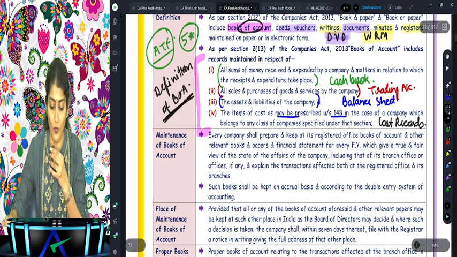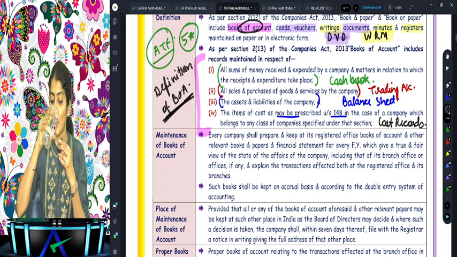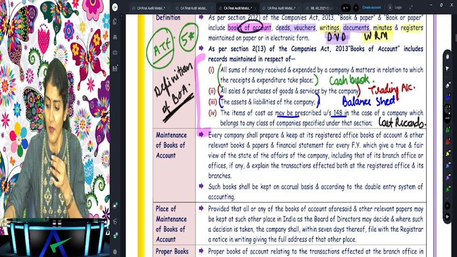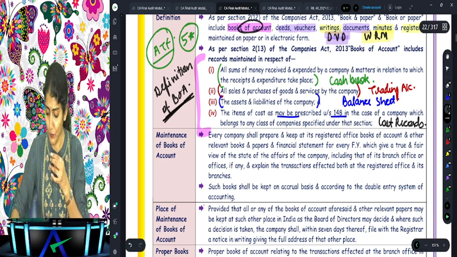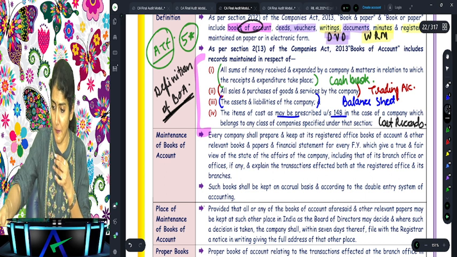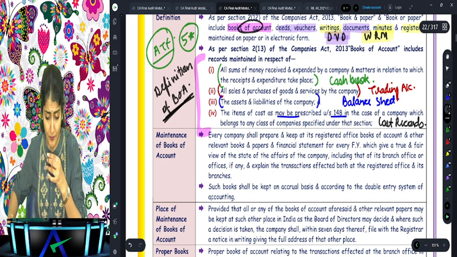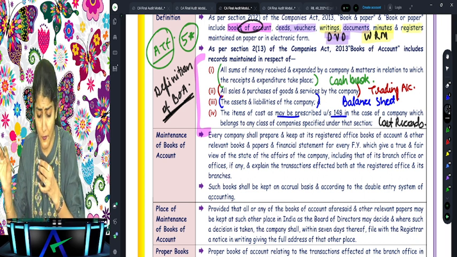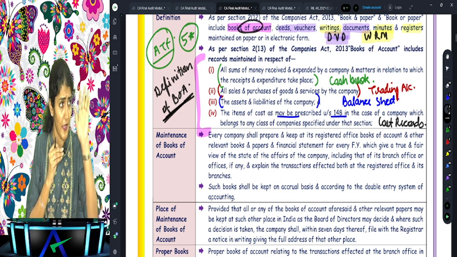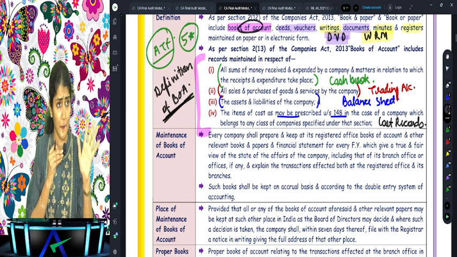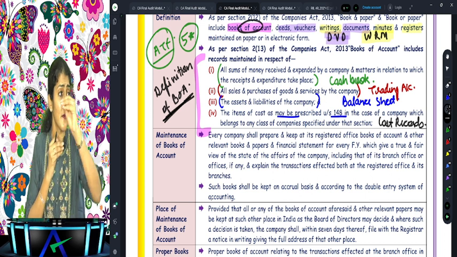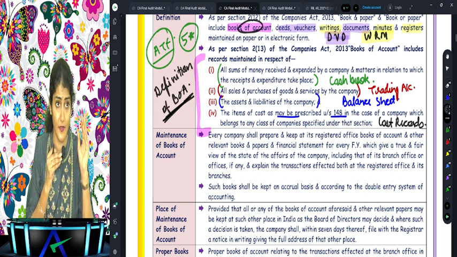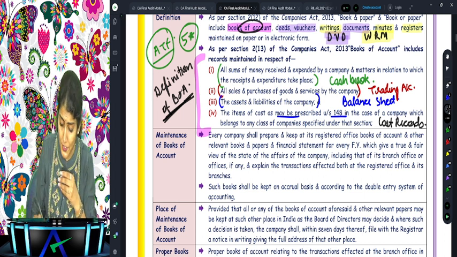What do you mean by books of account? All sums of money received and expended and matters in respect of which the income and expenditure take place. Simple language, cash book. All sales and purchases of goods and services by the company. Simple language, trading account. All assets and liabilities of the company. Simple language, balance sheet. And items of cost as may be prescribed under 148. That is simply the cost records of the company. Is it clear to everyone? Right, this is the definition of the books of account.